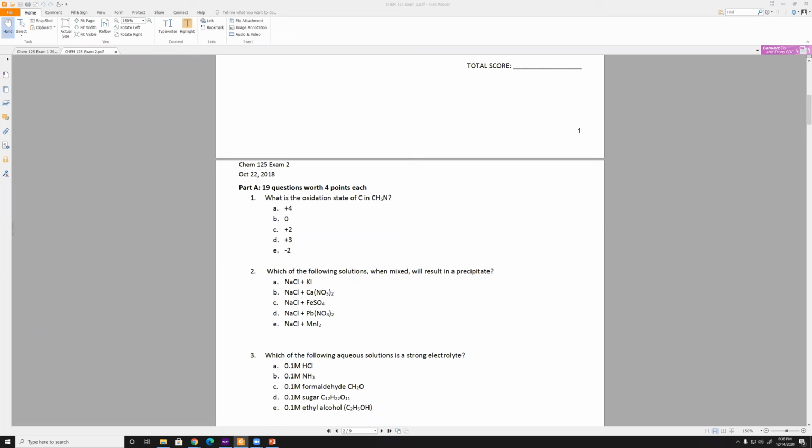It's straightforward, like an ion. So nitrogen will be -3. Hydrogen will be +5. I mean, each one will be +1, but together they'll be +5. That means carbon would have to be -2 to make that cancel out. So the answer would be E.